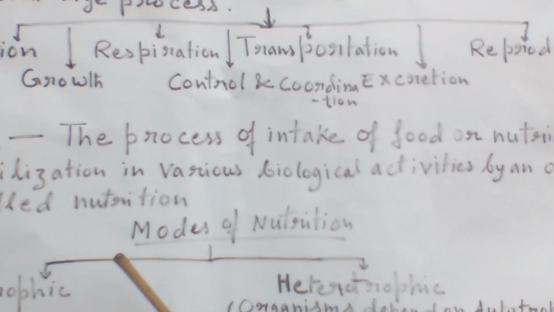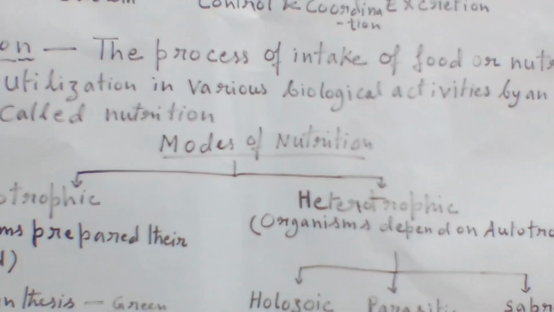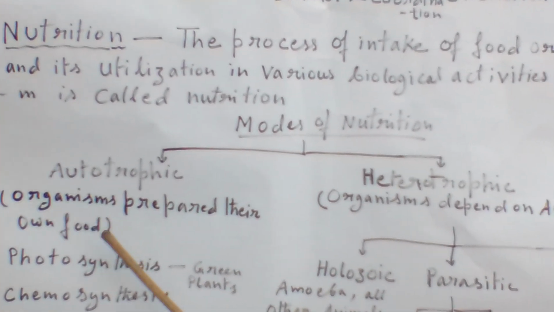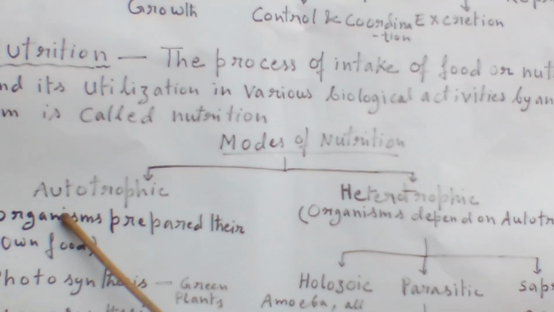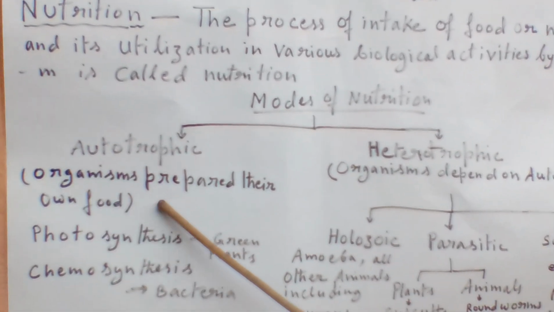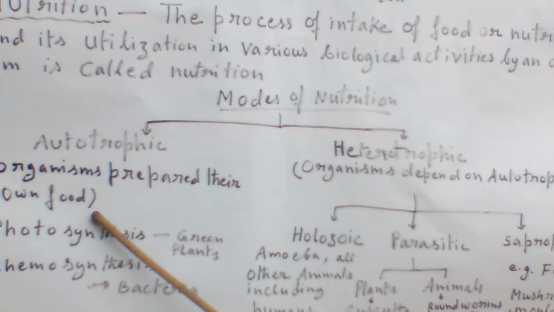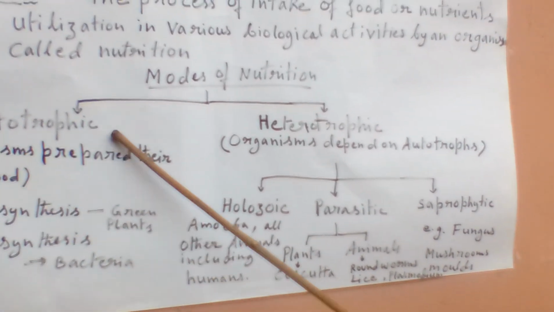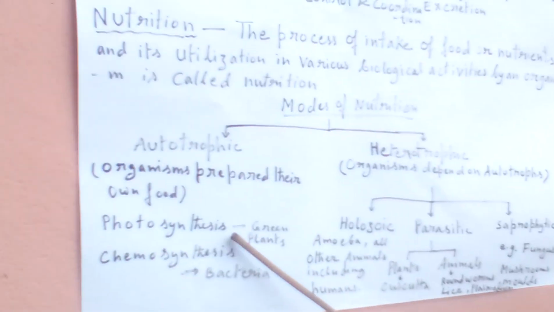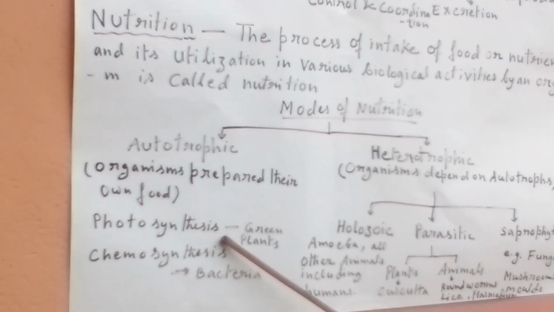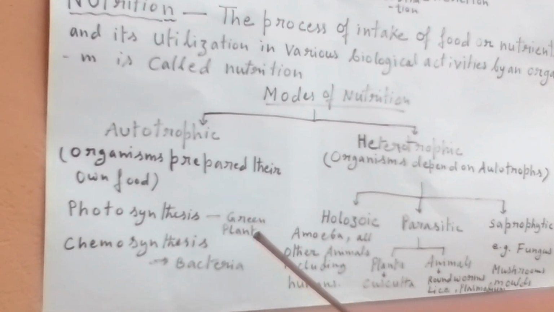Now, what are the modes of nutrition? Basically, there are two modes of nutrition, autotrophic and heterotrophic. Autotrophic mode of nutrition means organisms prepare their own food. And for this, there are two main categories of autotrophic organisms. Photosynthesis, which is done by the green plants.